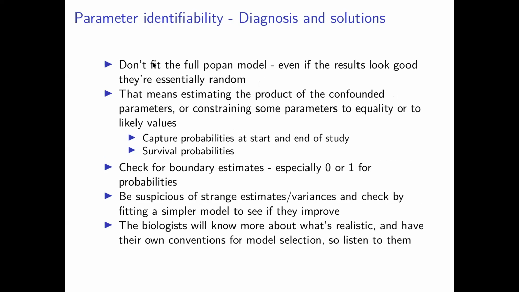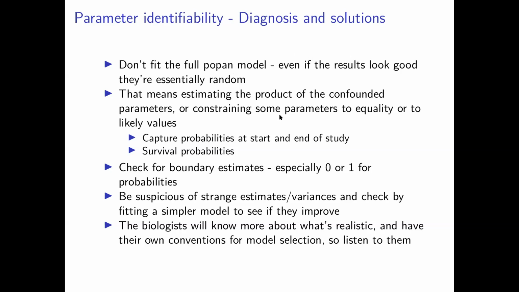So the point of all this is that you definitely shouldn't fit the full Popan model. Even if the results are good, they're basically random. And that means that you have to either estimate the product of the confounded parameters instead of the parameters themselves. So you have that product term in the likelihood, and you can estimate that, even though that product generally won't have any specific biological meaning. It's just a mathematical term. And if you choose to estimate that, you can estimate all your other parameters properly.